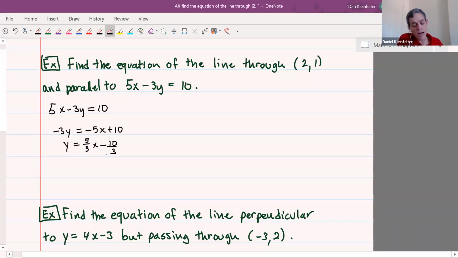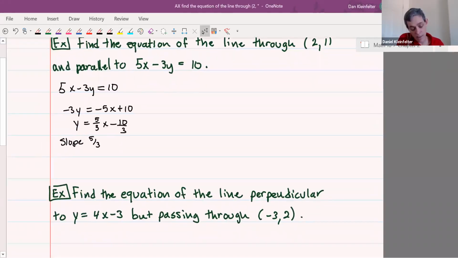Okay, so I've subtracted the 5x from both sides. That left us with -3y is equal to -5x plus 10. Dividing out that -3 will give us +5/3 x minus 10/3. So from here, we can see that the slope is 5/3. And then the line that we are making is supposed to be parallel to it. So its slope should be the same. So then we'll have y equals 5/3 x plus b.